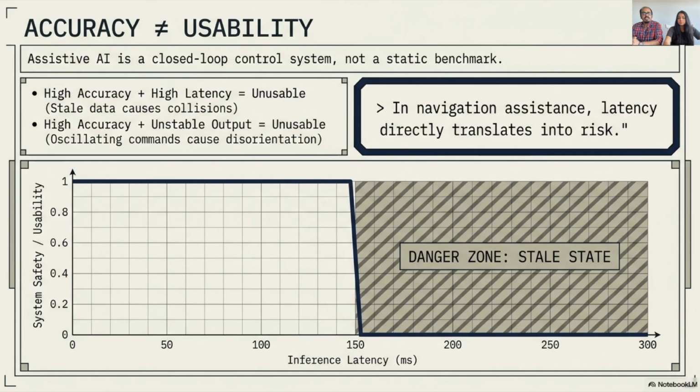The chart on the right shows what this looks like. System usability stays at 1 meter across the low latency band, then falls off a cliff at around 150 milliseconds. No graceful degradation past the threshold. The system is no longer providing assistance, it is providing risk. In navigation, latency directly translates into high risk. That is the constraint that drove every architectural decision I'm about to describe.